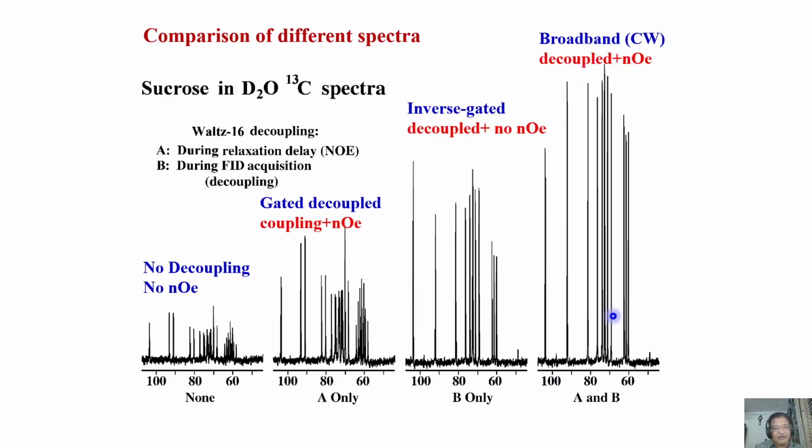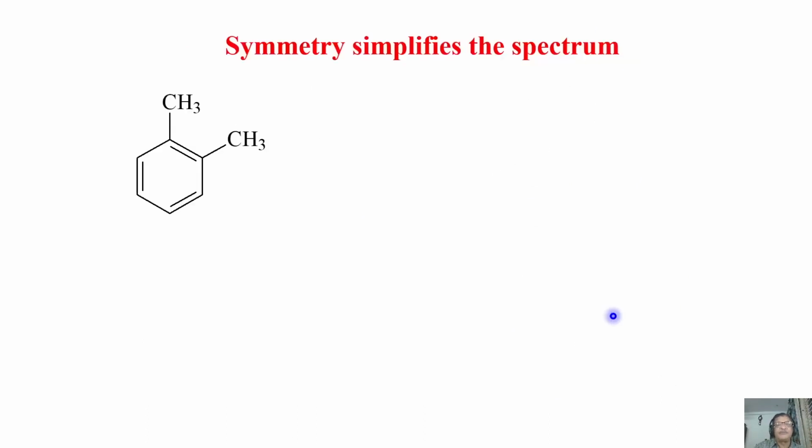Nowadays, of course, you can do all those things with pulse sequences. I'll tell you later. And of course, if I look at the carbon 13 spectrum, the number of peaks, again like in proton, if there is symmetry in the molecule, symmetry simplifies the spectrum.